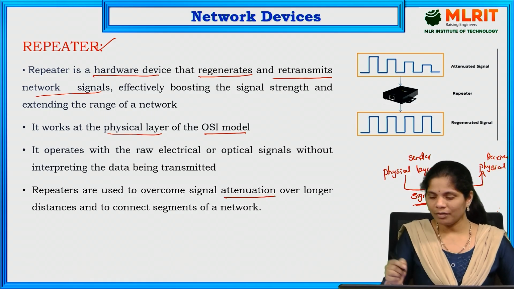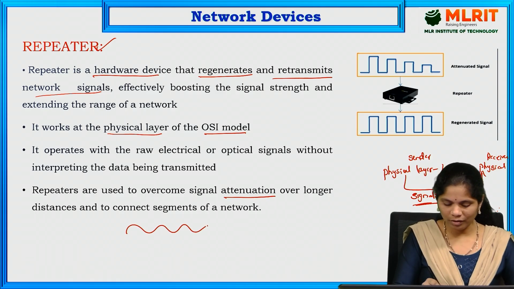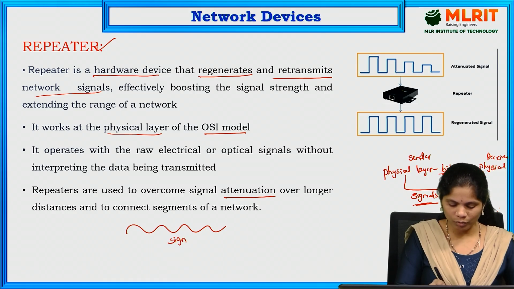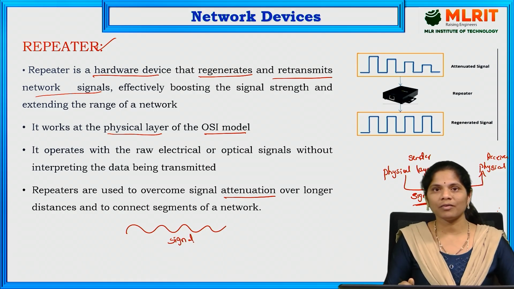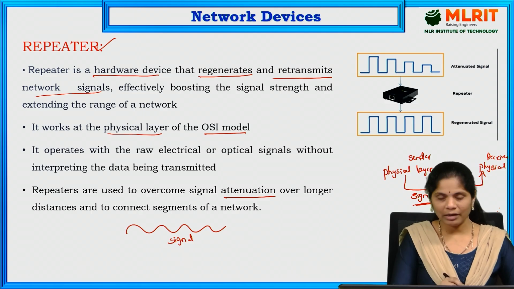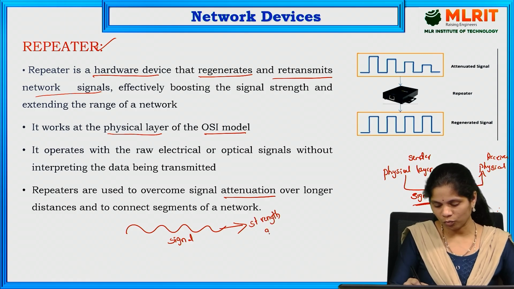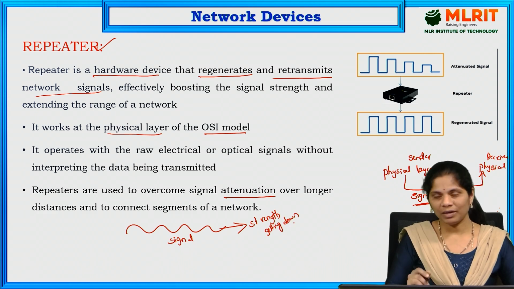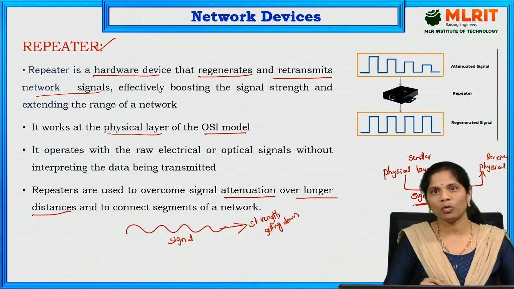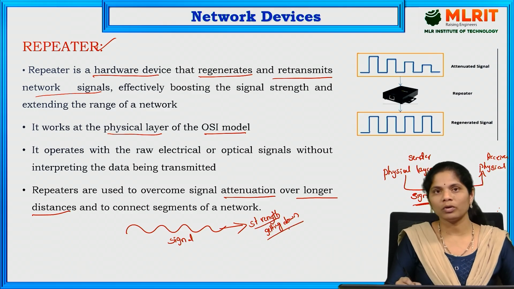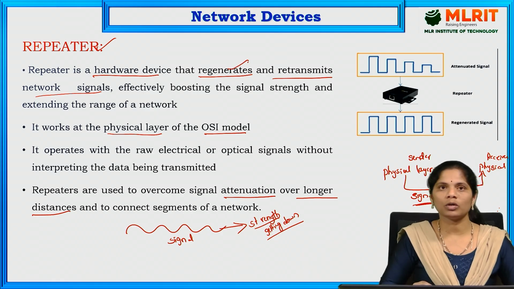Here the data is transferred from the sender side physical layer to the receiver side physical layer. When the data is transferring from sender to receiver, there may be a chance that the signal strength gets reduced. If it is going over a longer distance, the strength may go down. To regenerate those signals, we use the repeater.